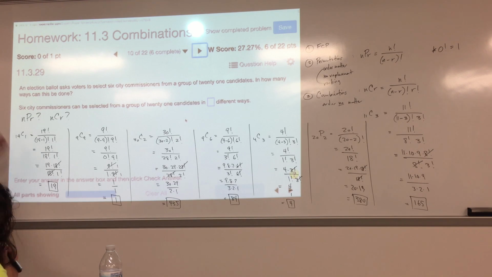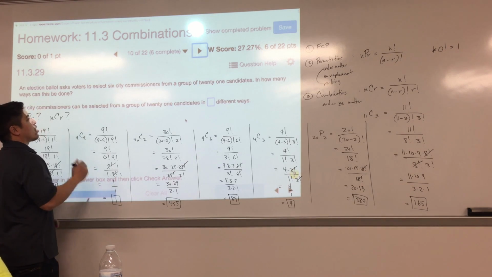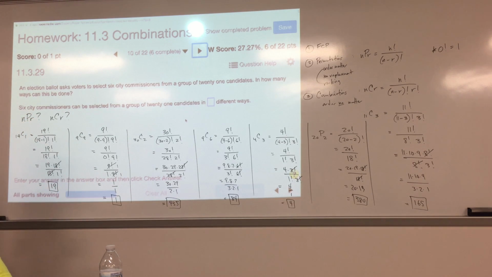All right, here we go, thinking nPr, nCr. An election ballot asks voters to select six city commissioners from a group of 21 candidates. In how many ways can this be done? Does order matter here? No. So we're dealing with what? Combinations. So what's our n here? Six. No, 21. It is 21.